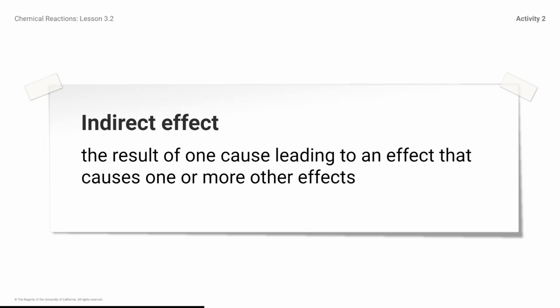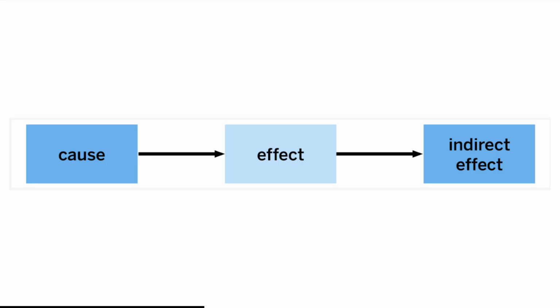Indirect effect. The result of one cause leading to an effect that causes one or more other effects. A direct effect is when one thing leads to another. For example, when an increase in a resource population leads to an increase in its consumer population. An indirect effect is when one thing leads to another, and that change leads to yet another effect.